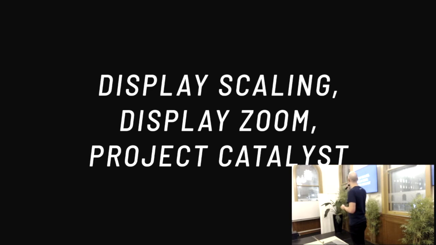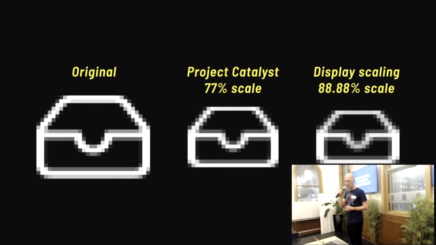There are some other factors as well. Display scaling, display zoom, and also Project Catalyst can play a role in this. What they do is change the scaling of what's being shown, and that can also, unfortunately, impact the quality of icons. So you can see for Project Catalyst, everything is actually scaled down about 77%. That means if you've seen Project Catalyst apps, that's kind of why the text looks a little bit blurry, which is unfortunate. But I guess there are other reasons why Catalyst is still a good thing.